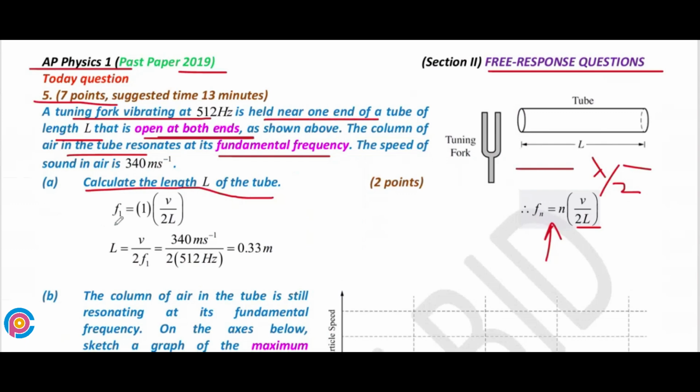For the fundamental frequency n is equal to 1, so we put 1. Now we have to calculate L, which should be v over 2F1. We have the fundamental frequency and the velocity, so the answer is 0.33 meter.